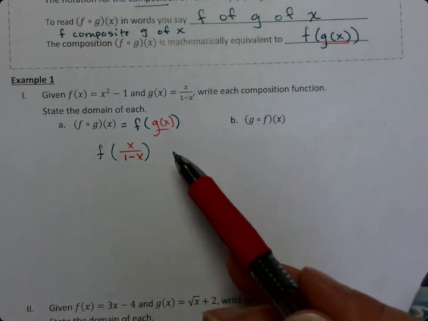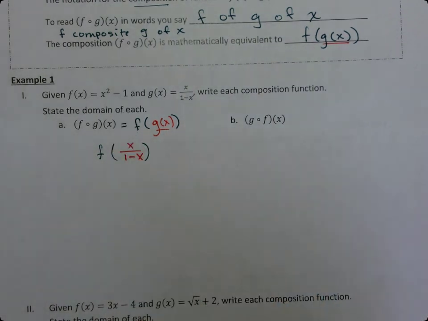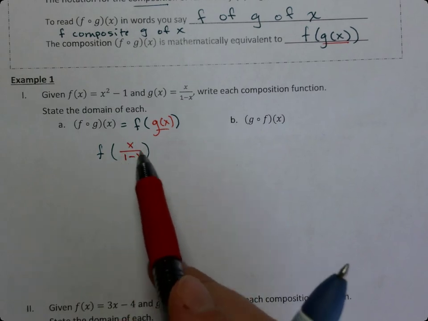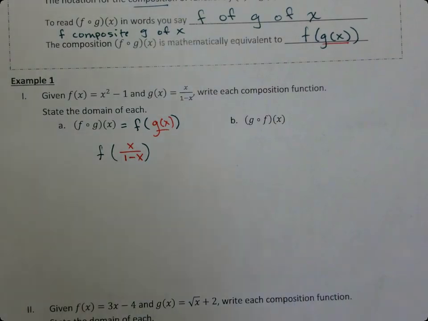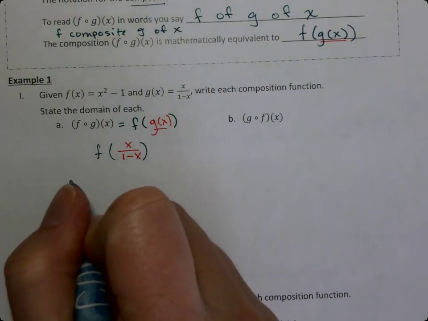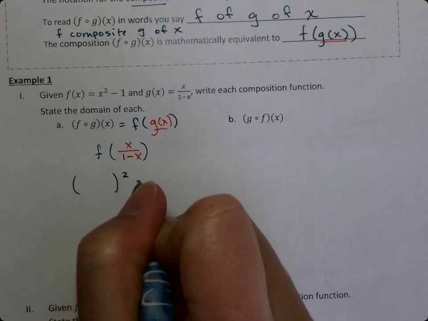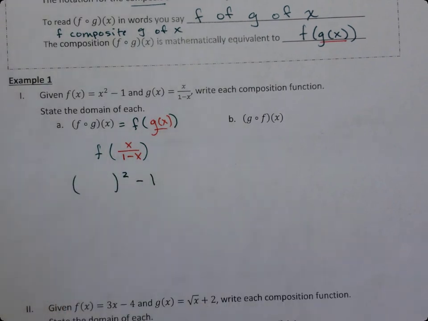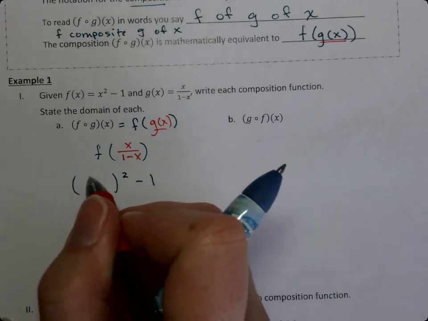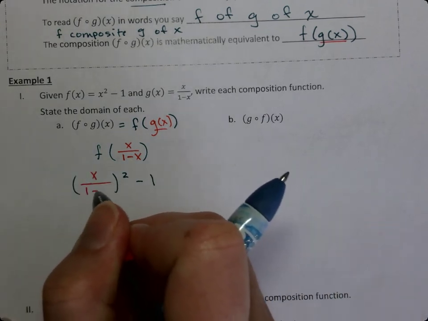So normally I would tell you to find f of 2, and you would just plug 2 in there. We are going to take all of this and plug it in for x squared. So here I go. The function f is x squared minus 1. Parentheses are really important, and I'm replacing my x with x over 1 minus x.